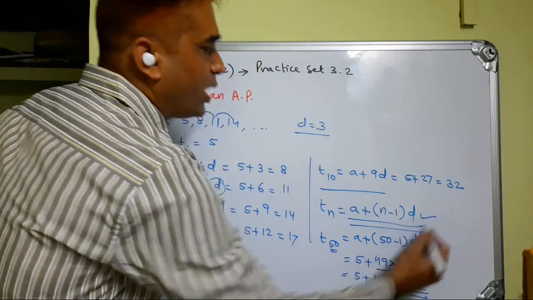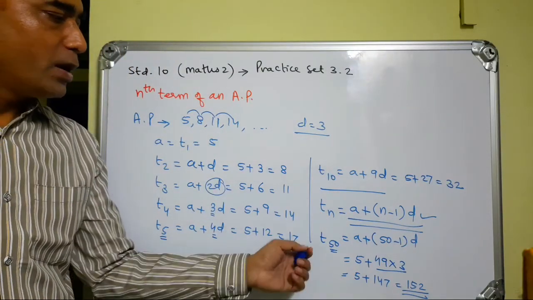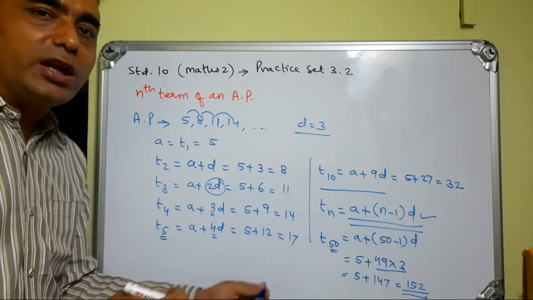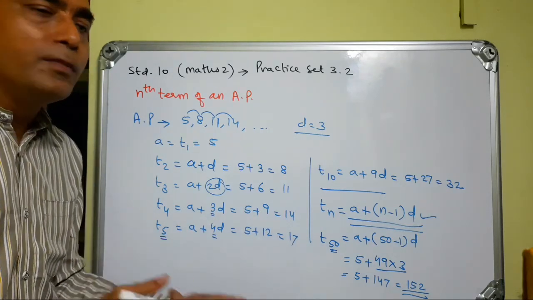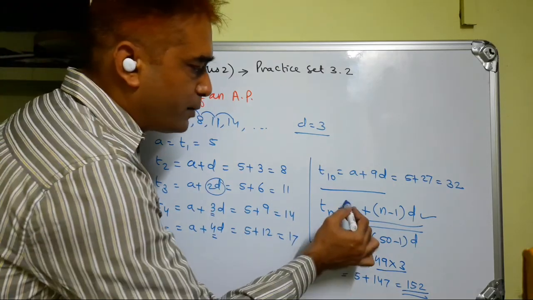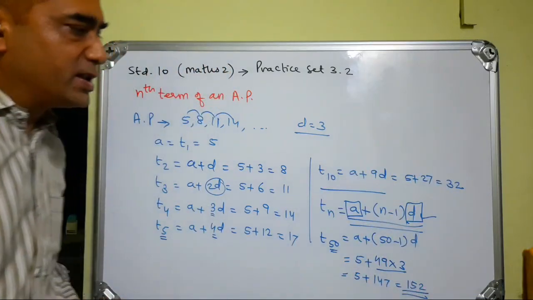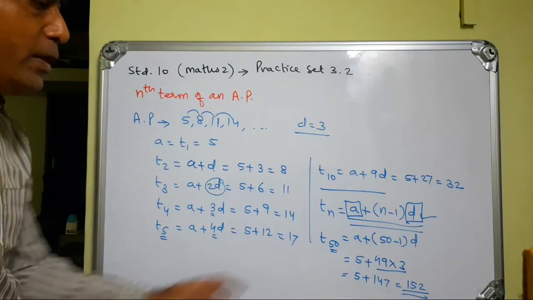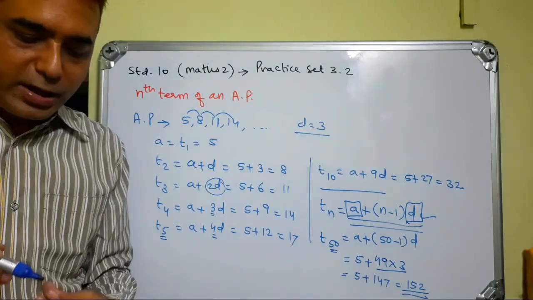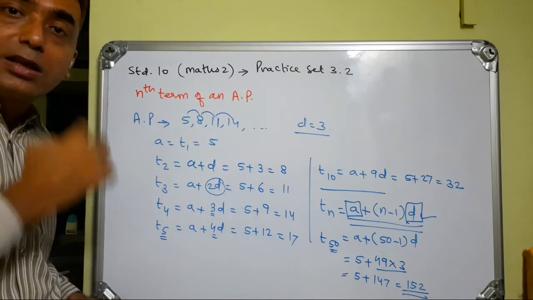So this is the formula by which we can find the nth term. Suppose the 50th term, 68th term, 100th term, any term we can find quickly, but we must know what the first term and D, the common difference, are. Then we can find any term. Here A is the first term and D is the common difference. Now let's start this practice set 3.2.